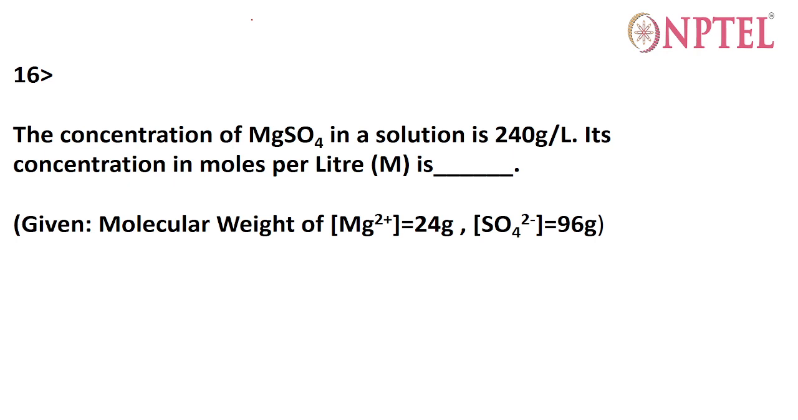The concentration of MgSO4 in a solution is 240 grams per liter. So you have to convert the concentration into a different unit, moles per liter, or M. It's a very easy question, a standard chemistry question from class 8 or 9. You need to know the molecular weight, and the molecular weight is given, right? Try to calculate quickly. You need to know the concept behind the molar solution.